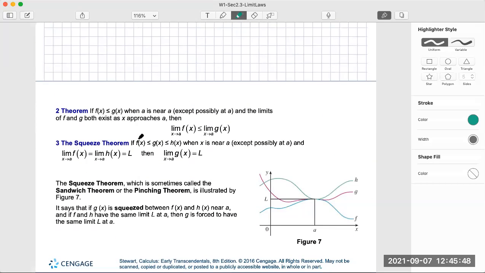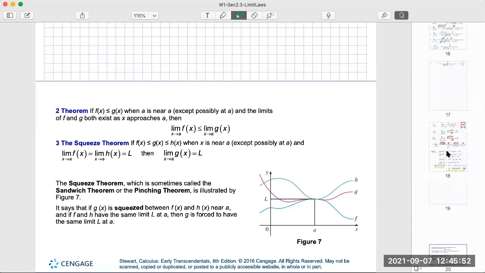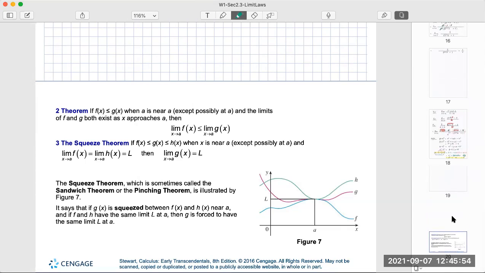And today, we'll talk about the squeeze theorem. It says that if the function f is smaller than the function g, here, near a, where a is a number, right? Then the limit of f is smaller than the limit of g.